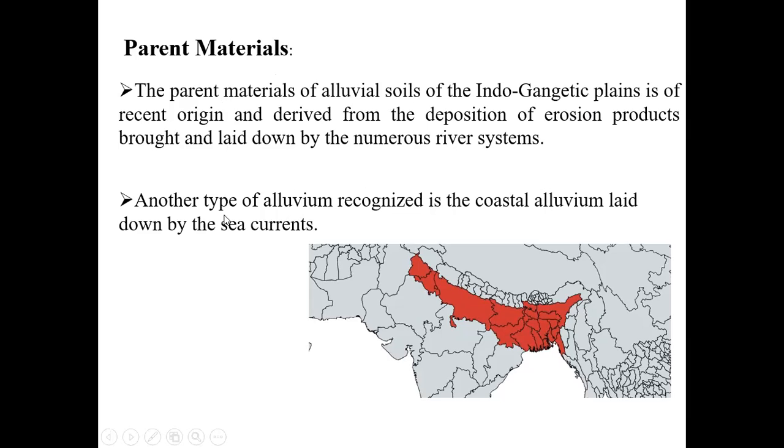Mostly you can see there are different types of alluvials. You can see coastal alluvium. Mostly you can see it in sea currents. So whatever deposits come from the sea currents or coast are called the coastal alluvium. It is completely laid down by the sea currents.